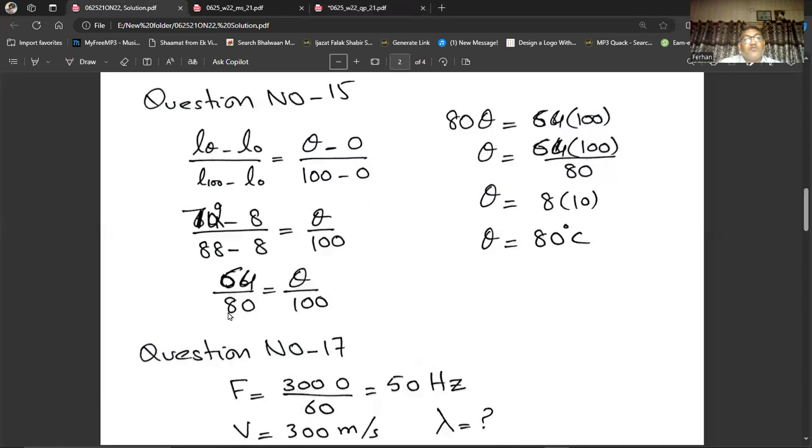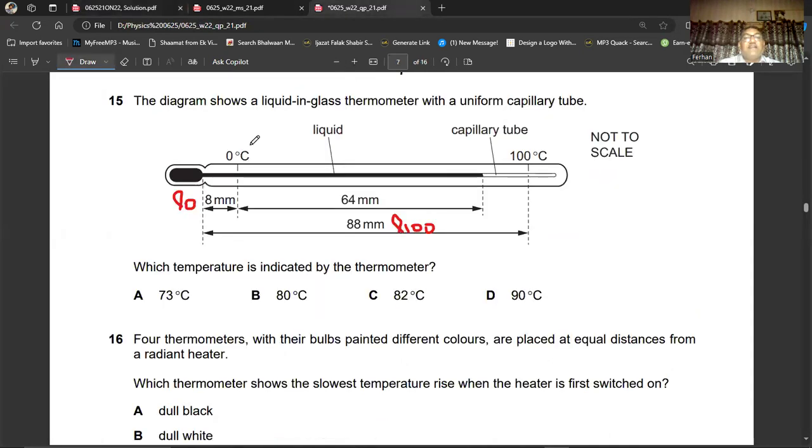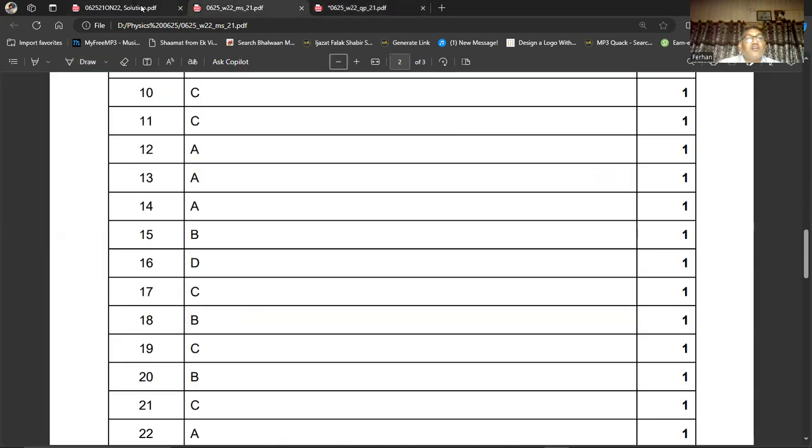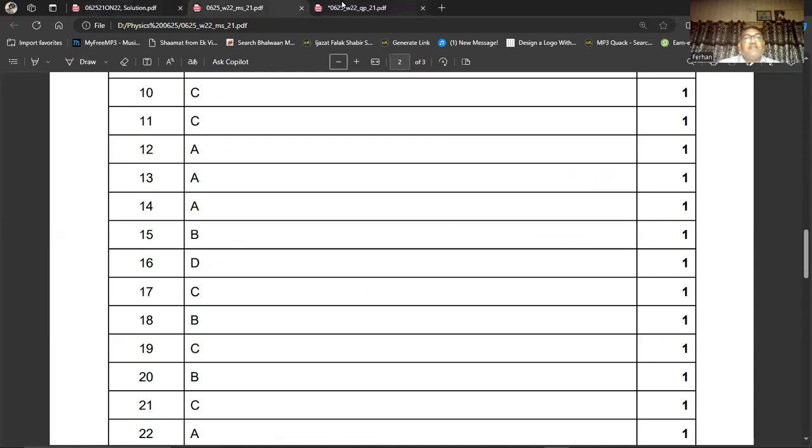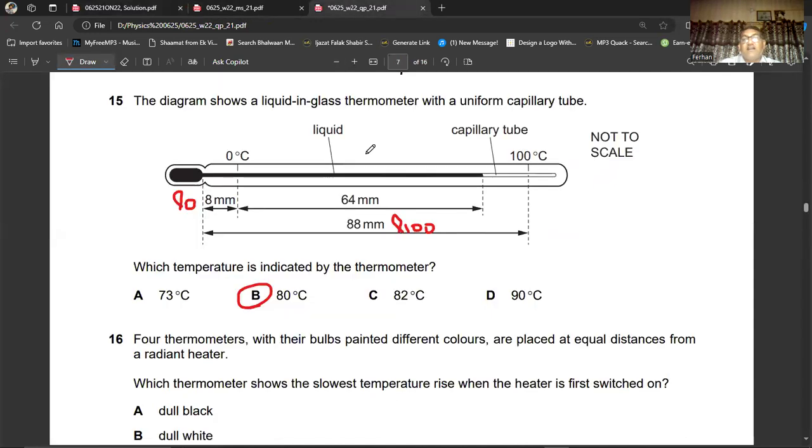So it will be 64 divided by 80 equals theta by 100. So 80 theta will be equal to 64 into 100. Theta will be 64 into 100 divided by 80, and that will be equal to 8 into 10, and that is 80 degrees centigrade. So this length is basically representing 80 degree centigrade. So I think question number 15, B is the right option, sir. This is how this is done. B is the option.